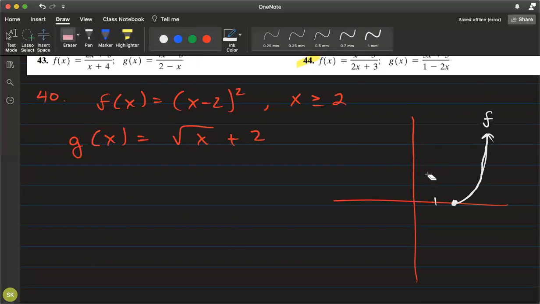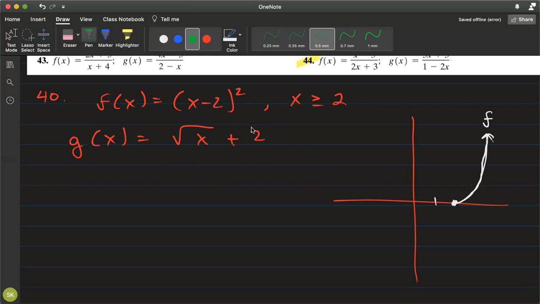If I get rid of this section right here, then this piece, which is just half the parabola, is one-to-one. So this function itself is not one-to-one unless I make some sort of restriction. And with this particular restriction, it is one-to-one. Now let's talk about this function g.